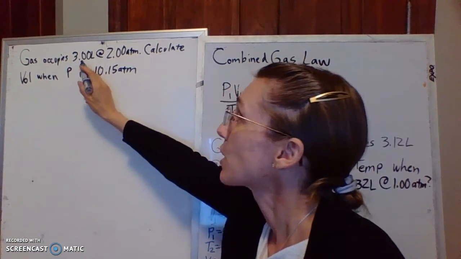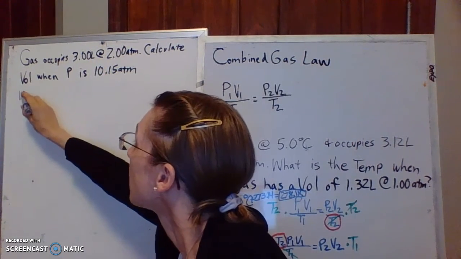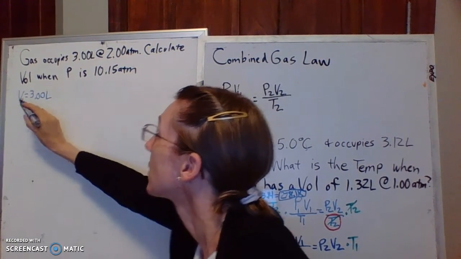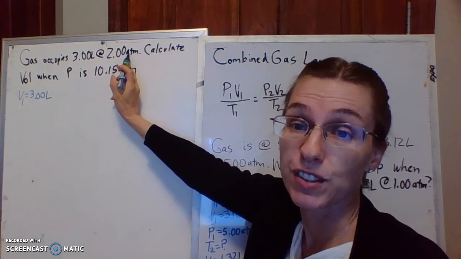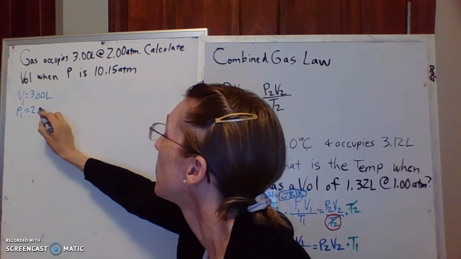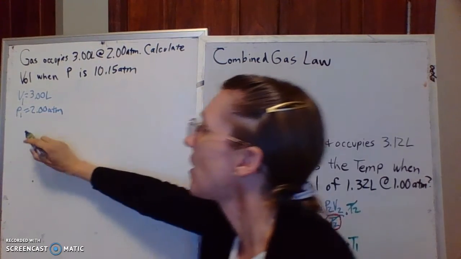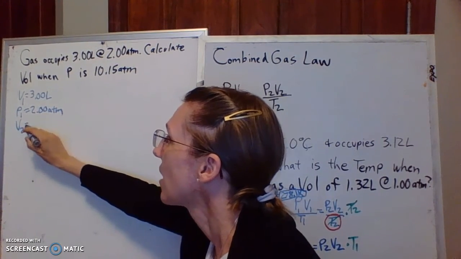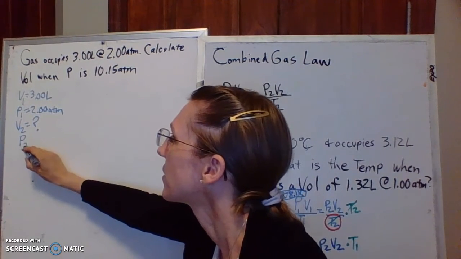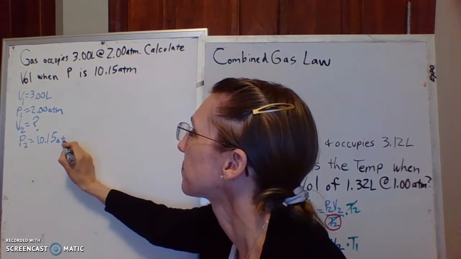We've got a gas that occupies, again, it's liters, so it tells us that it's volume. So the volume is going to be 3.00 liters. And the atmospheres here tells us its pressure. So 2.00 atmospheres. And it says calculate the volume. So we know something's changed, and it's the second volume that we want when the pressure is changed to 10.15 atmospheres.